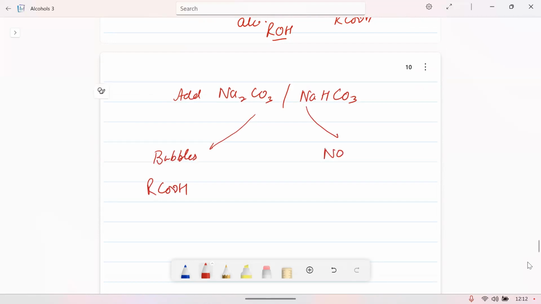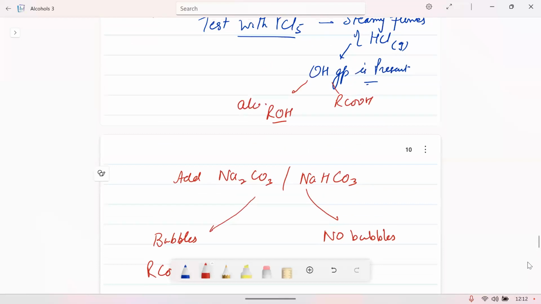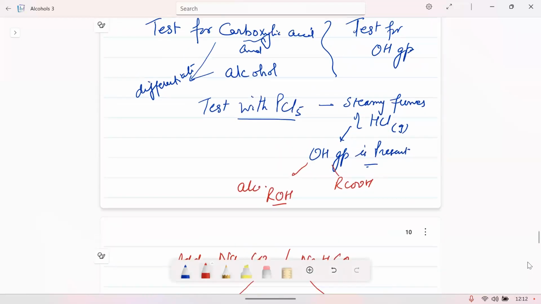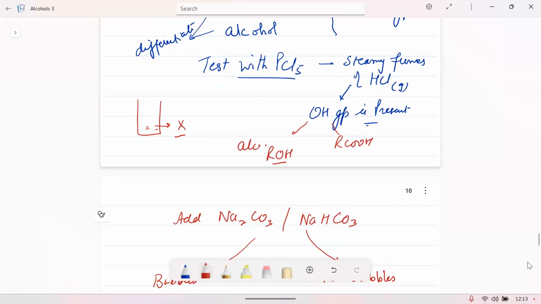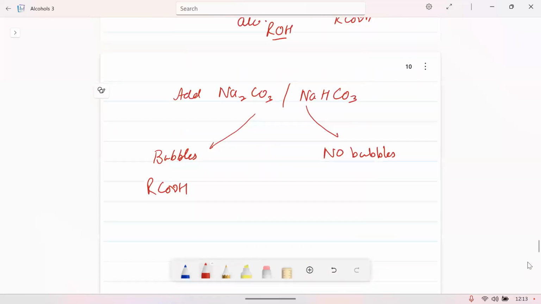And if there are no bubbles... the reagent which you think is an alcohol, the unknown substance X you are given in the test tube, you want to know whether it is an alcohol or a carboxylic acid, because it gave you the test for the OH group. It gave you the steamy fume. So you take again the X in the test tube and add sodium carbonate or sodium hydrogen carbonate to it. If you observe bubbles, it means it is a carboxylic acid. And if there are no bubbles, it means it is an alcohol.